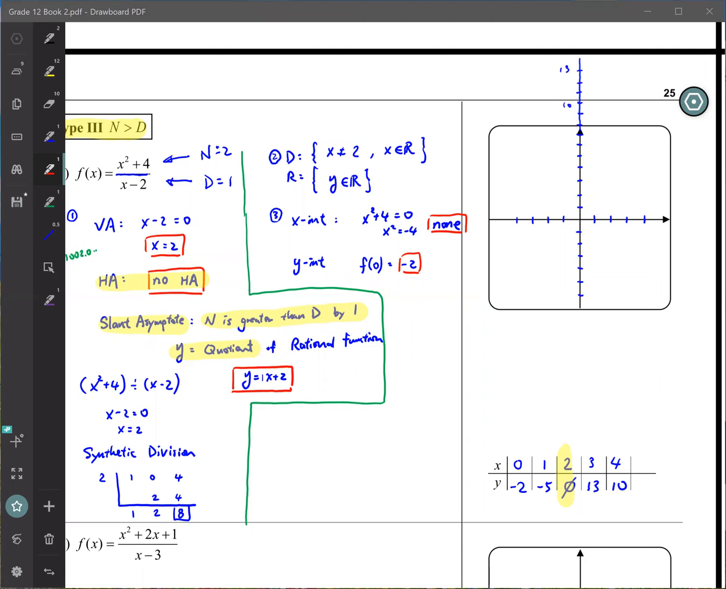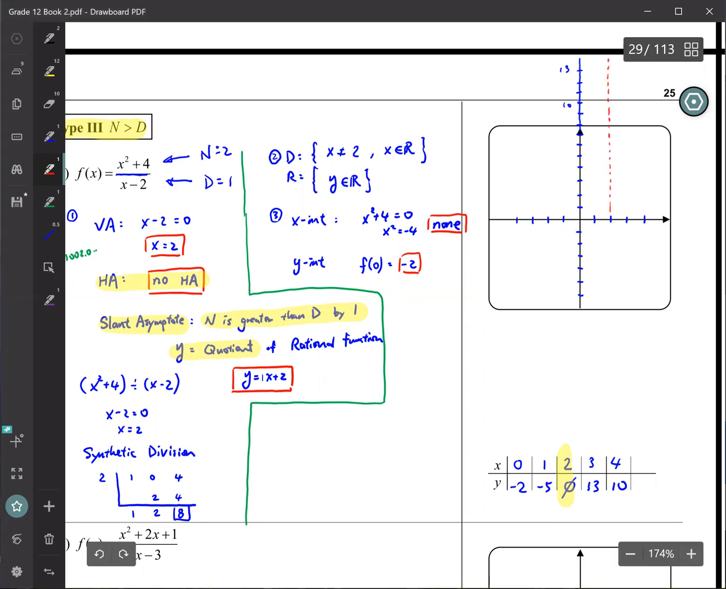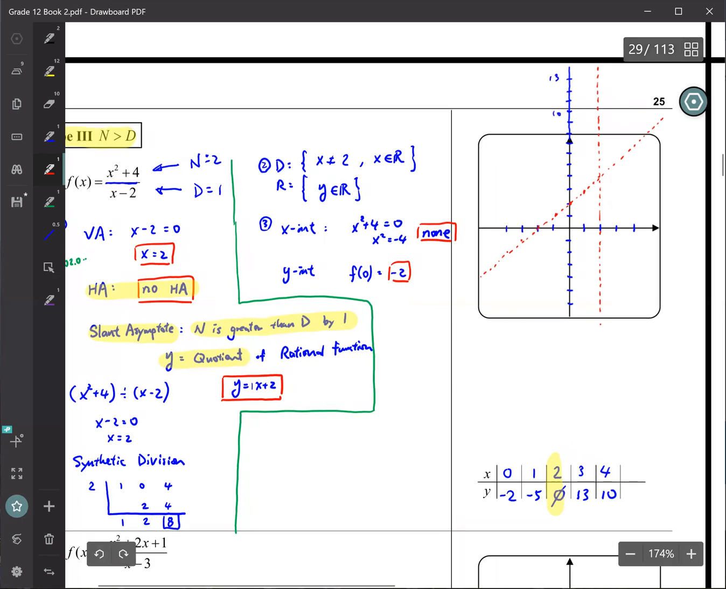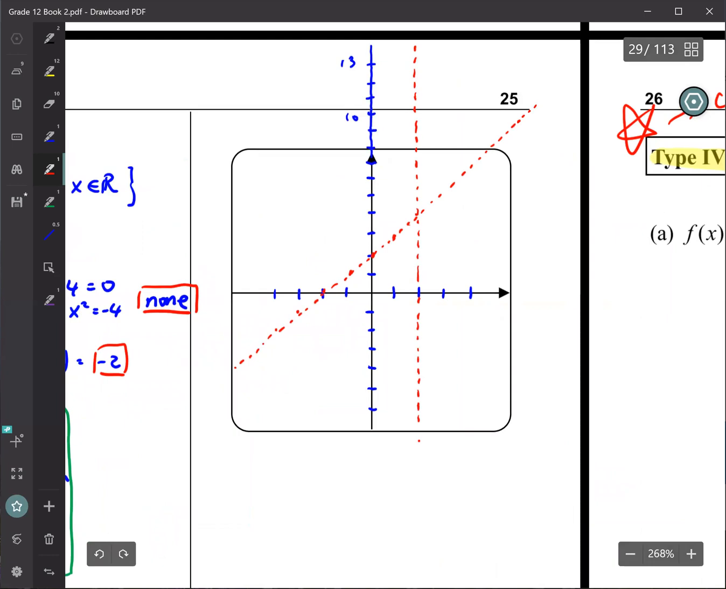We need to draw the asymptote first, okay? So x equals 2, 2 is undefined, so 2 is here. Okay, and then y equals x plus 2. So you have a y-intercept of 2, and then slope is 1, so it goes this way, right? Okay, so your slant asymptote is like this. Okay, any questions? All right?